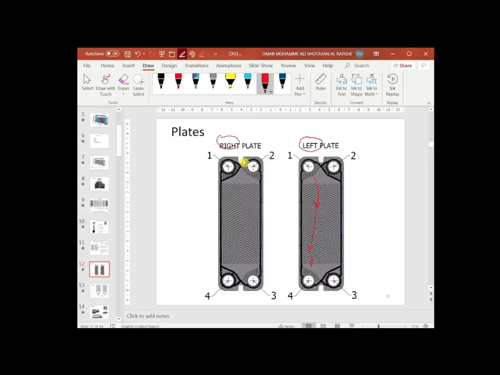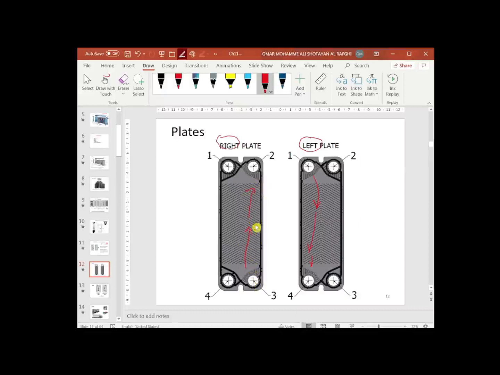Then on the right side of the plate, on the other plates, you will see that the flow is only going to go from 2 to 3. Again, the flow can go from 3 to 2 or from 2 to 3. Let's assume that the flow is going to go this way.